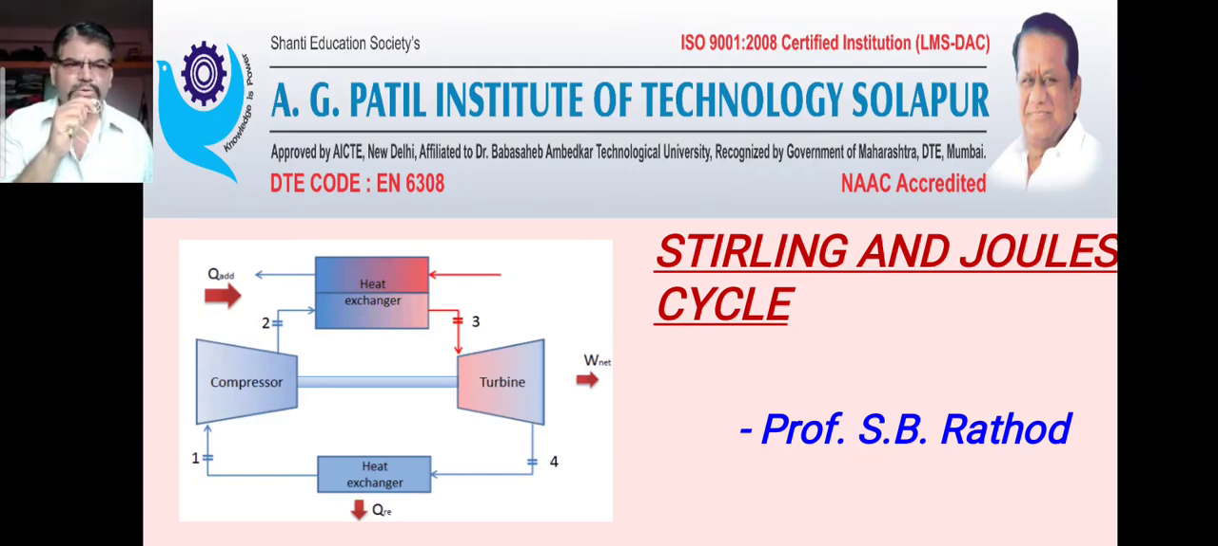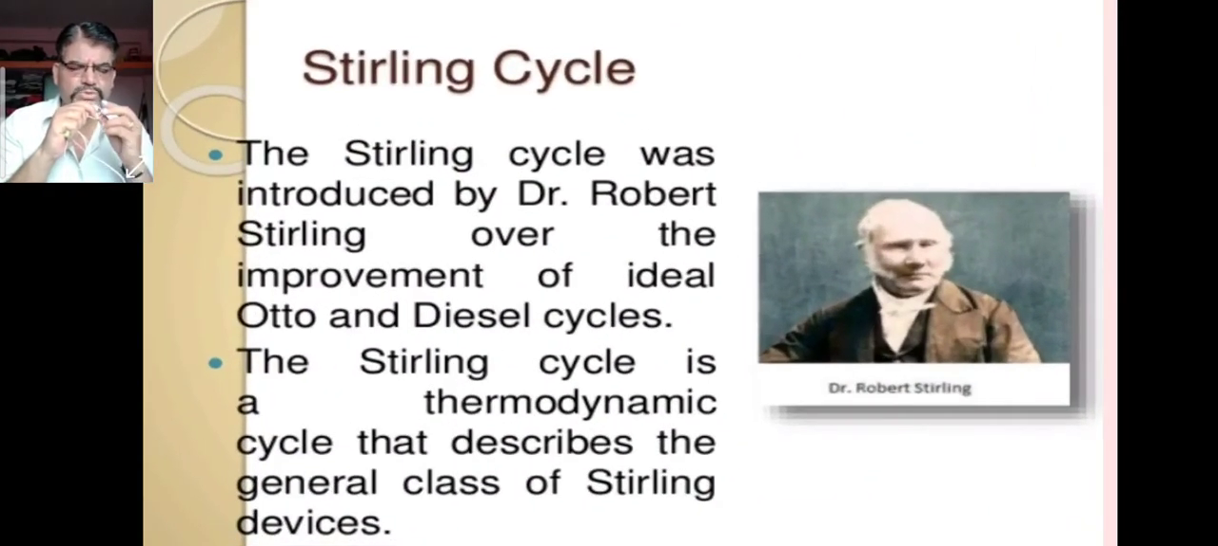So which one is applied to the Stirling and Joule cycle? The Stirling cycle is one of the air power cycles. It means this cycle operates on air. The Stirling cycle was introduced by Robert Stirling as an improvement over the ideal Otto and diesel cycles. The Stirling cycle is a thermodynamic cycle that describes the general class of Stirling devices.